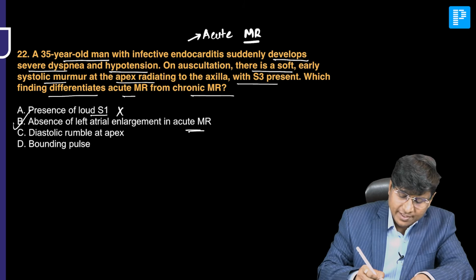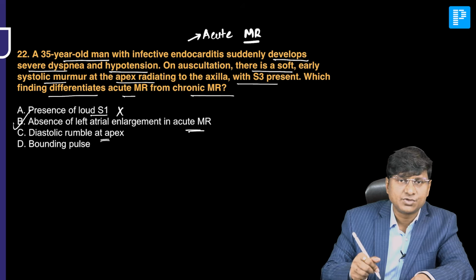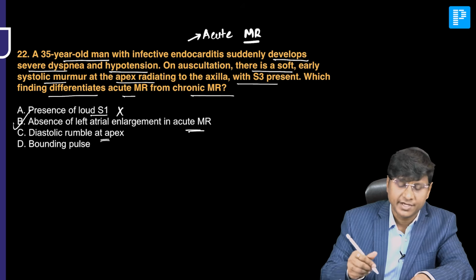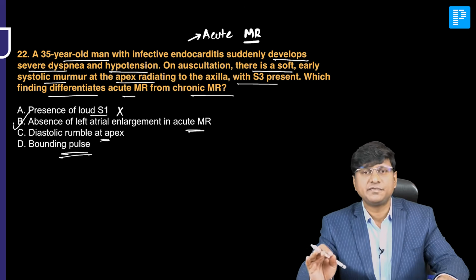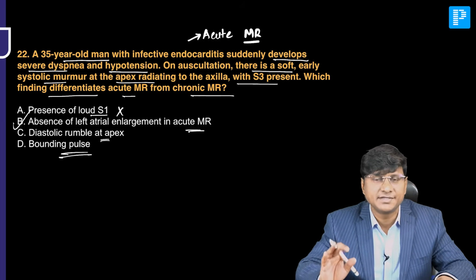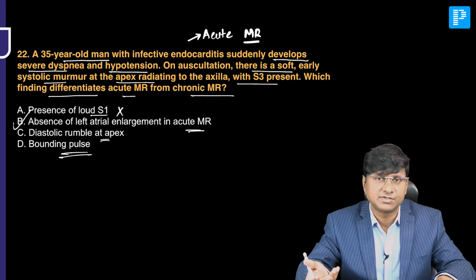And the third option, diastolic rumble at the apex, is not the one which differentiates acute MR from chronic MR. And bounding pulse is also not a differentiating feature. So the differentiating feature between acute MR and chronic MR is the size of the chambers. The size of the chambers in acute MR will be normal, whereas in chronic MR, there will be left atrial as well as left ventricular enlargement, right?